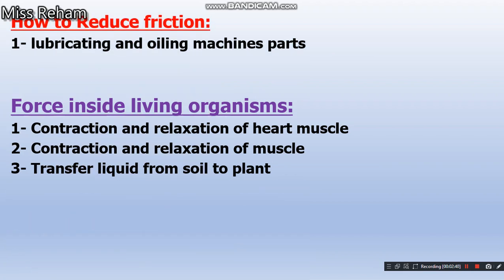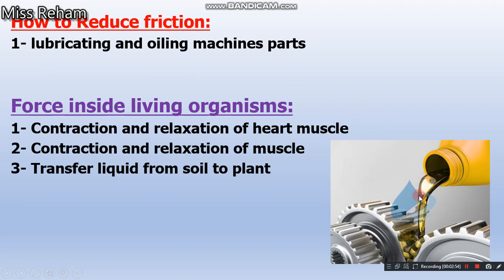Number 1, to reduce friction force, we can use lubricating and oiling. We can use oil, like in this picture. I can put oil between the internal parts of the machine to decrease friction force between the internal parts and decrease the temperature between them, so I protect the machine from damage.